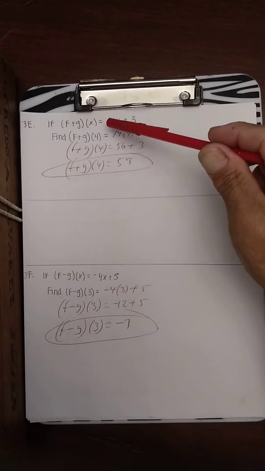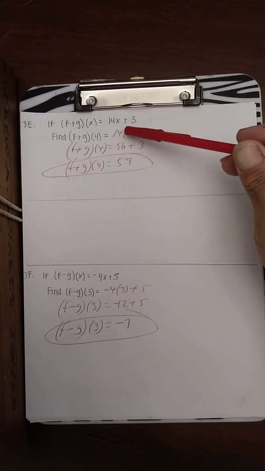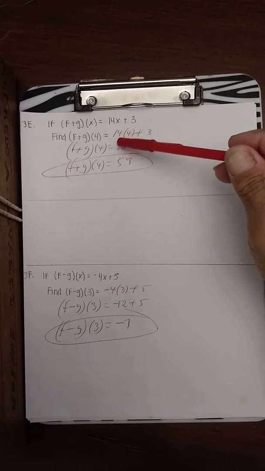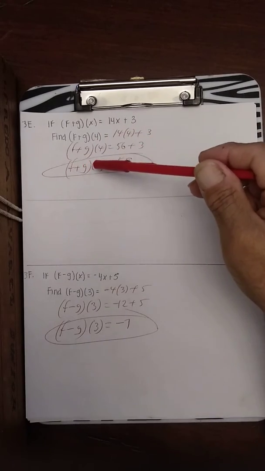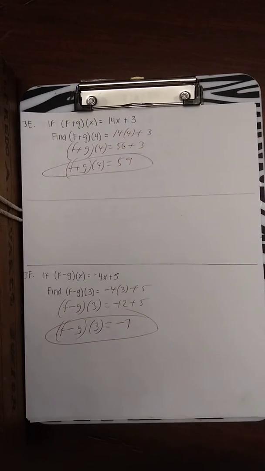F plus g of x is 14x plus 3 from before, but f plus g of 4 means put a 4 in there for the x. 4 times 14 is 56 plus 3, so f plus g of 4 equals 59. That's it.